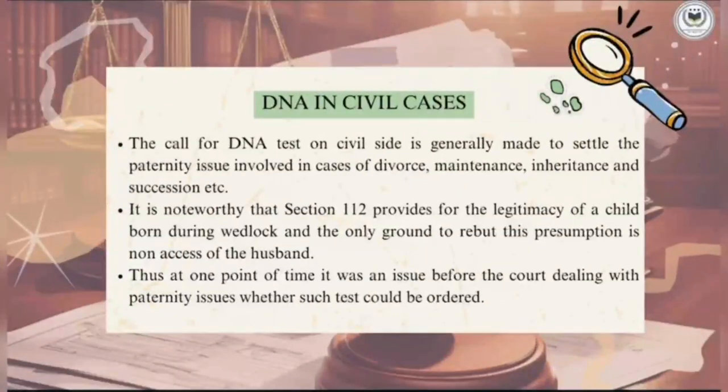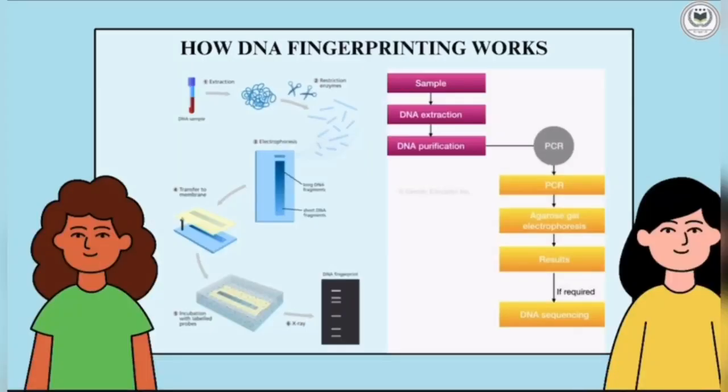This topic emphasizes the balance courts must maintain between legal presumptions, privacy rights, and the scientific accuracy of DNA testing in civil cases. How DNA fingerprinting works. DNA fingerprinting, also known as DNA profiling, is a technique used to identify individuals based on their unique DNA sequence.